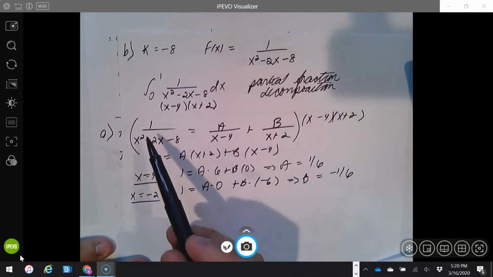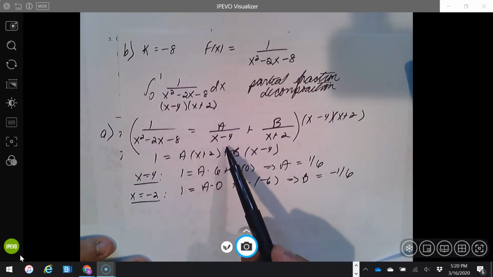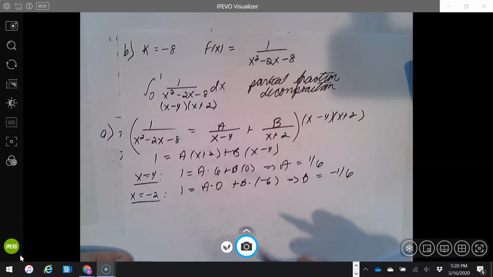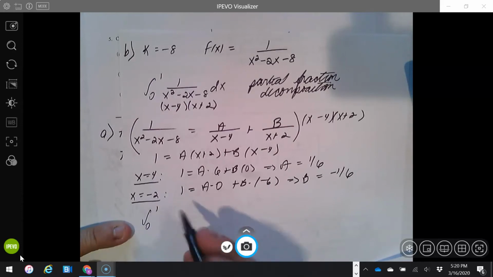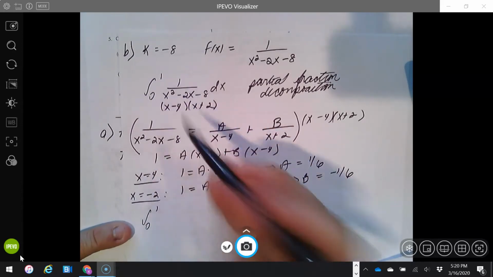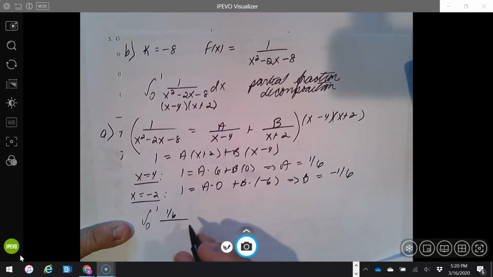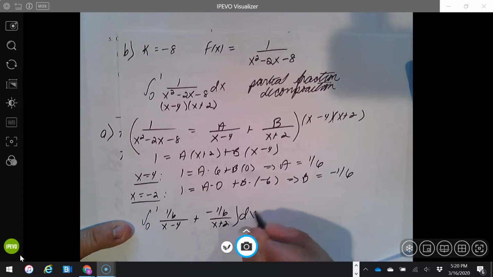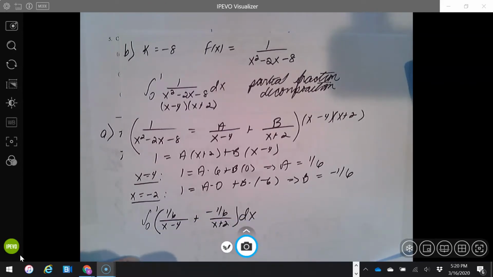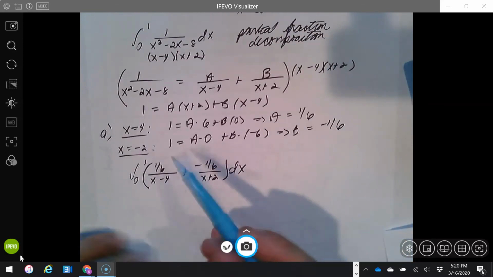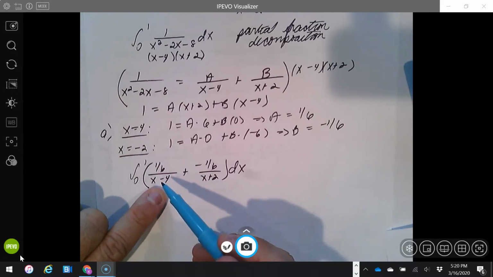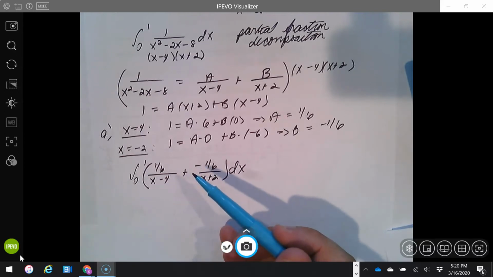That means now that I can rewrite my fraction as 1/6 over x minus 4 plus -1/6 over x plus 2. So I can go to my integral, and rather than saying the integral from 0 to 1 of this fraction, I'm going to say it's the integral from 0 to 1 of 1/6 over x minus 4 plus -1/6 over x plus 2. Integrate that with respect to x.